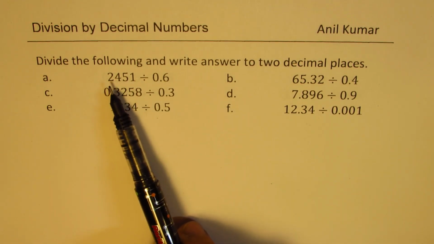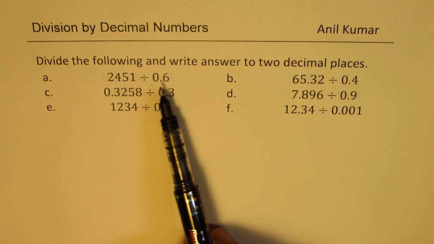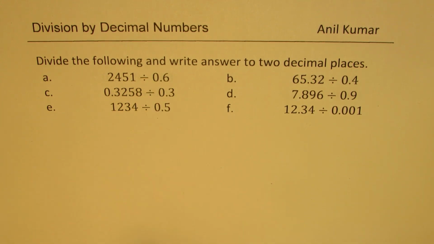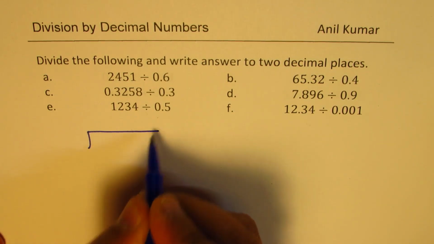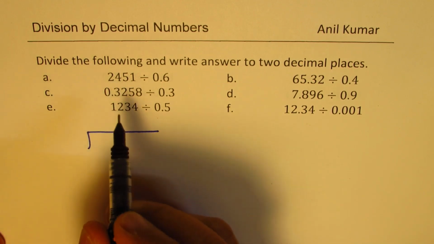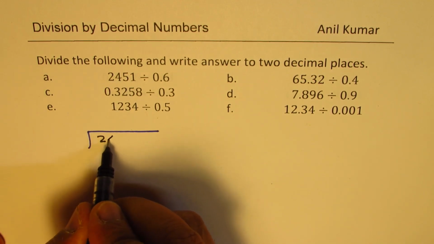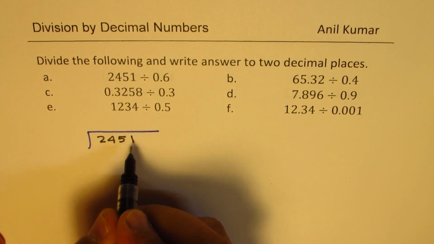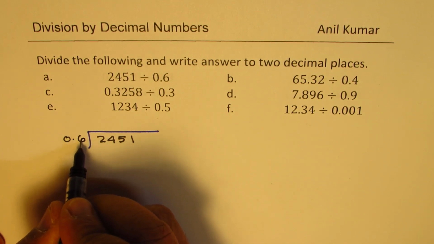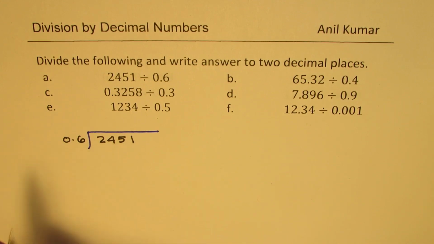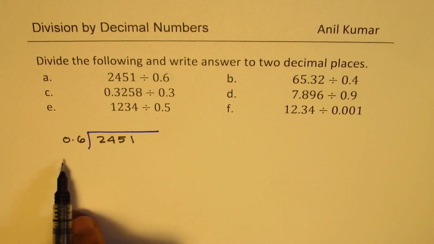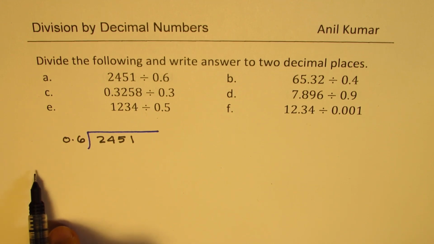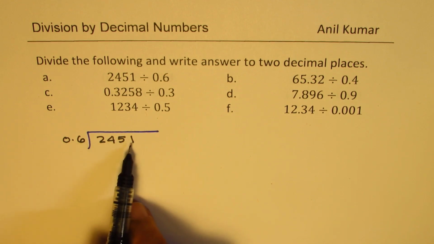We are going to divide 2451 by 0.6. So in division, we probably will prefer long division. It's very clear to make you understand what is going on. So when we divide 2451 by 0.6, then we can actually rewrite this. Dividing by a decimal number is difficult to understand to begin with. So what we do here is that we multiply both the terms by 10.